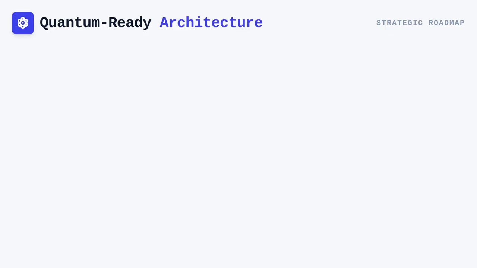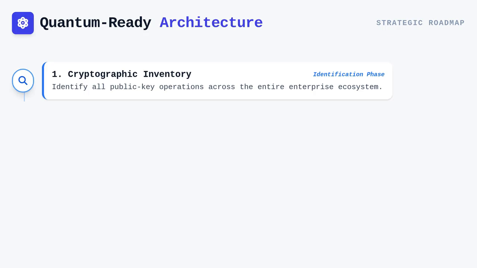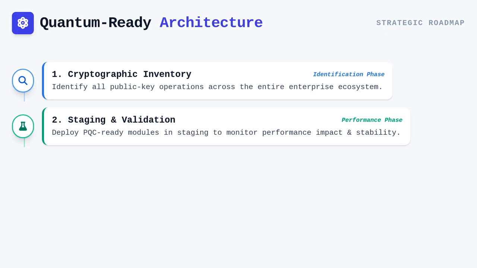Moving toward a quantum-ready architecture requires a methodical approach that mirrors our established routines for security updates and patching. You should begin by performing a cryptographic inventory to identify where public key operations are utilized throughout your enterprise. Once you have a clear map of these dependencies, you can start testing PQC-ready modules in staging environments to observe their performance impact. Do not assume that moving to quantum-resistant standards will be an automated process executed by your vendor.